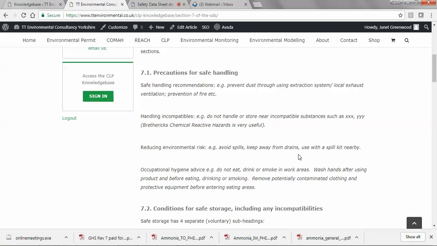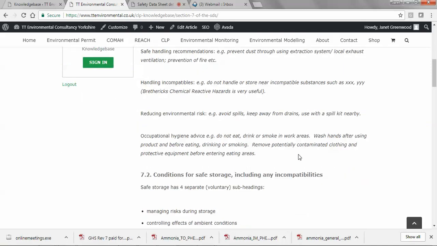Reducing environmental risk: avoid spills, handle with a spill kit nearby. And occupational hygiene advice such as do not eat, drink or smoke in work areas, wash hands after using product and before eating, drinking or smoking, remove potentially contaminated clothing and protect. All of those are P statements. Pop them in there if you think it's appropriate.